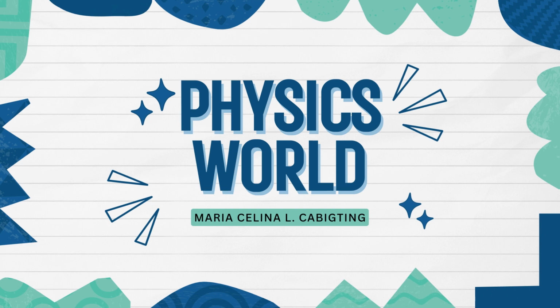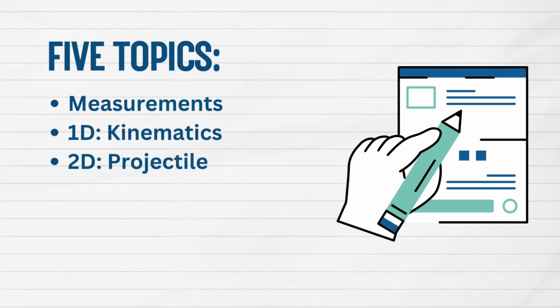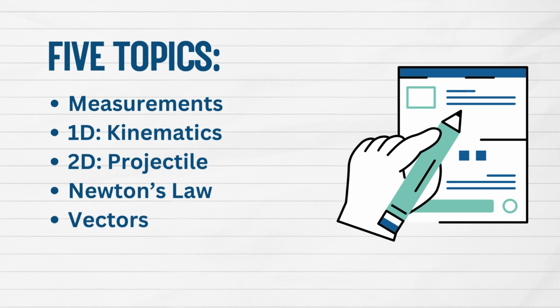And here are the five topics that we are going to discuss. The first one is measurements. Second is 1D kinematics. Third is 2D projectile motion. Next is Newton's laws. And lastly, vectors.